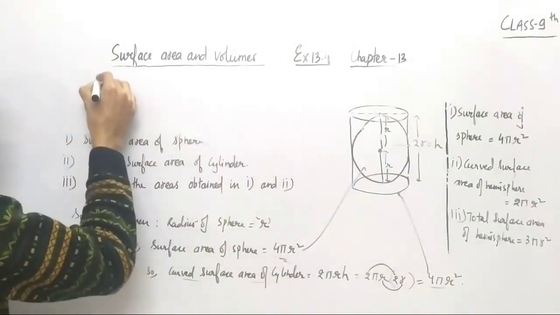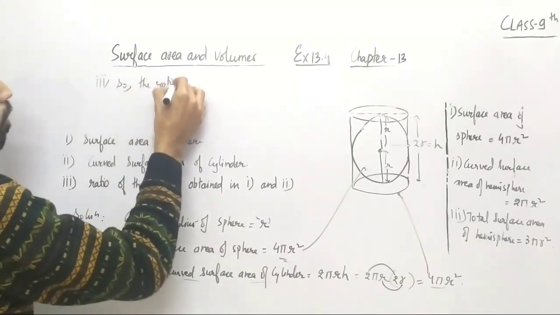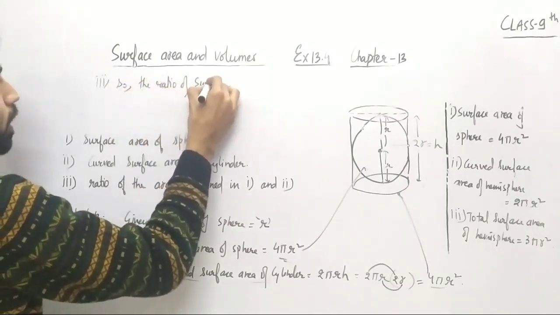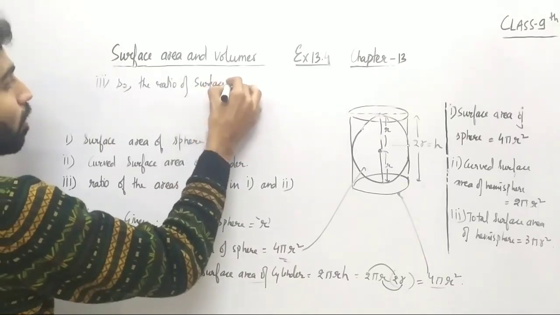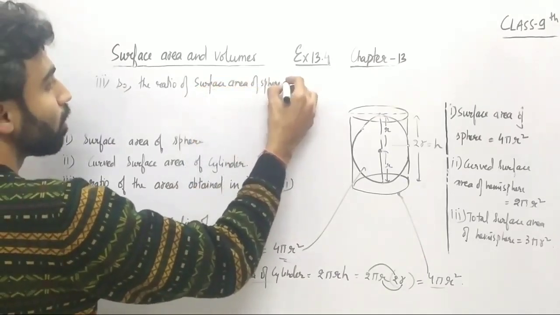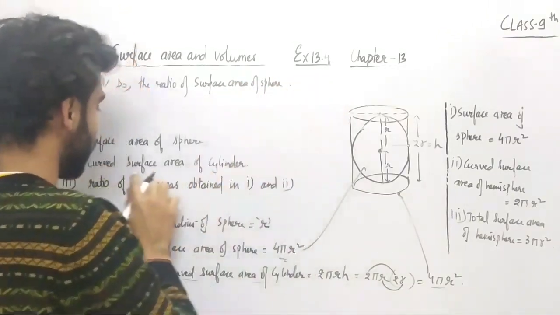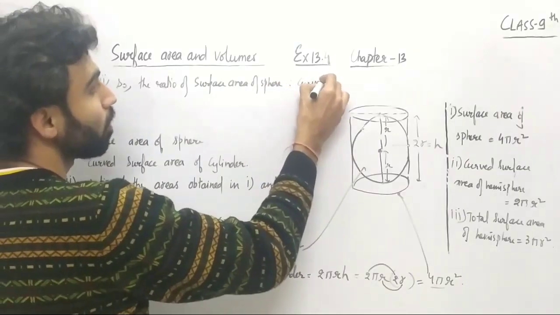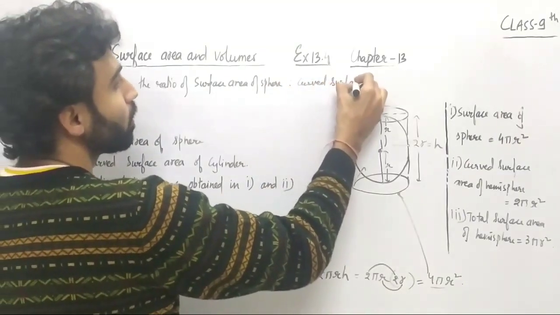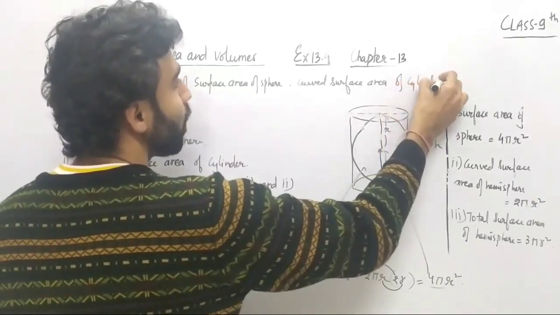So in the third part, the ratio of the surface area of the sphere to the curved surface area of the cylinder, that is what we have to find out.